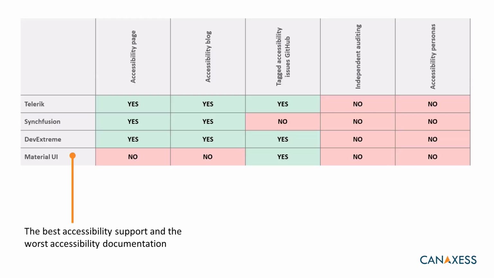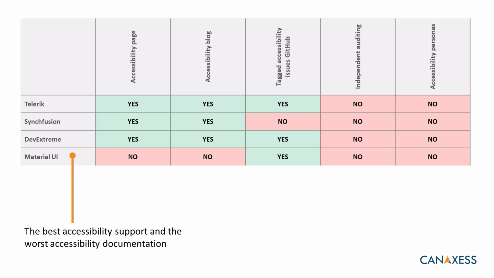If we apply these rudimentary checks to the four vendors, Telerik, Syncfusion, DevExtreme and Material UI, all have prominent pages on accessibility and blogs and GitHub repos of varying degrees. But what's missing is the independent auditing and checking of the work. None provide this. In fact, the best UI library in terms of accessibility support with a dialog control, Material UI, has some of the poorest accessibility documentation, so it's clear this isn't a good indicator either.